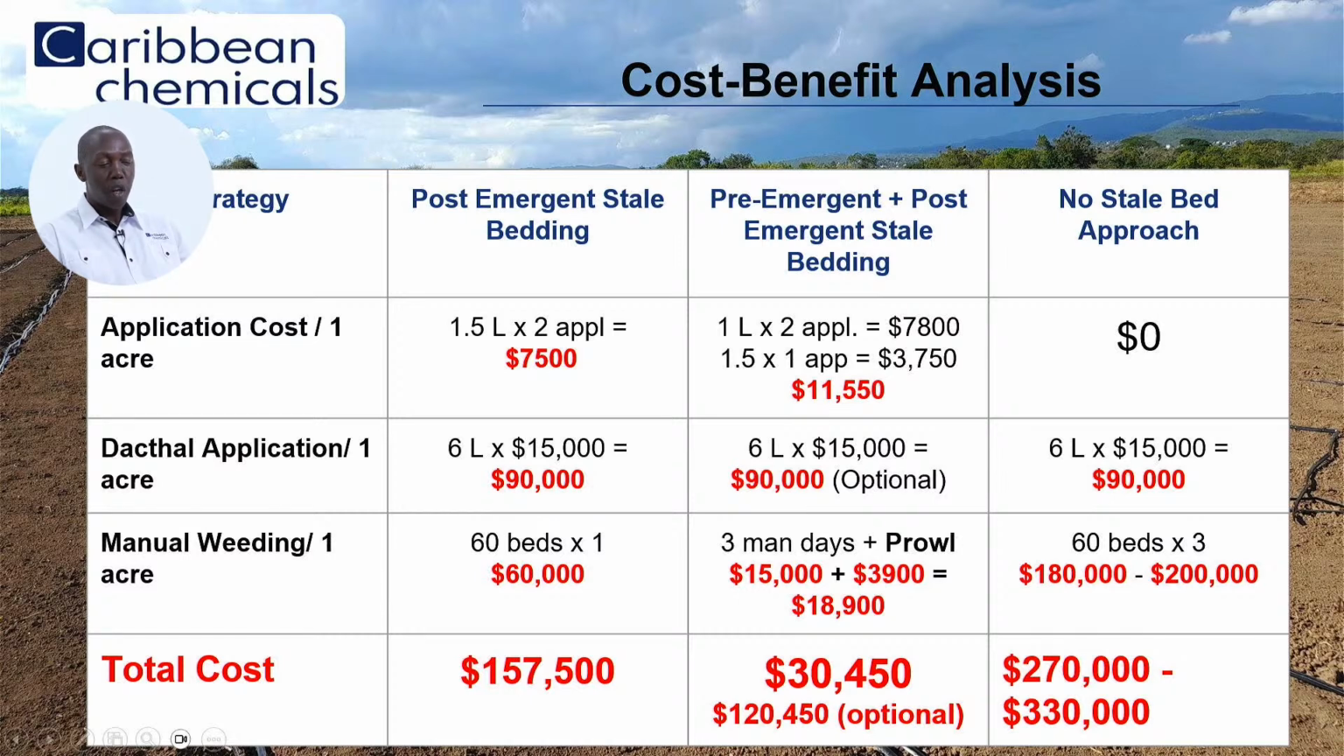The application that we're recommending, I like the figure here, where I can keep my numbers down and then win in the back end. How does a farmer do that? All right, so we're looking at the Prowl application with a glyphosate application.